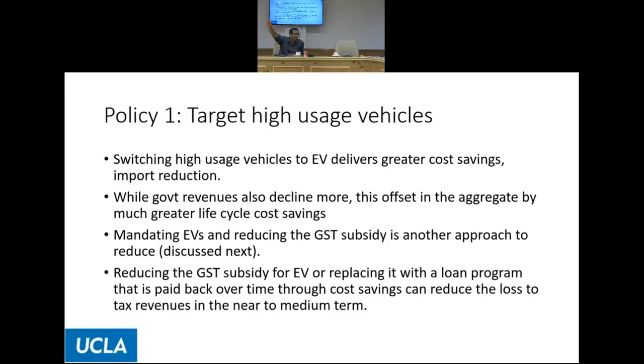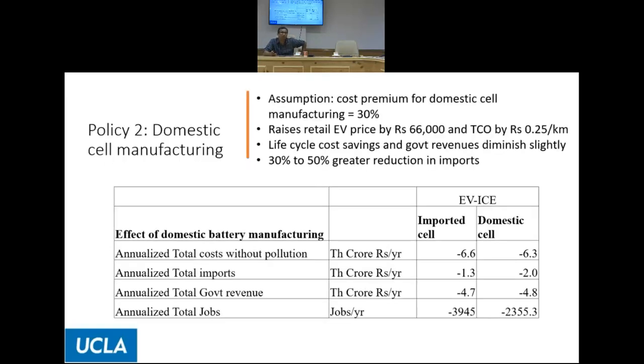So one thing that the government could do is, because electric vehicles are giving benefits in the long run, if you can find a way to maybe not have a higher GST, but give a loan to EV buyers that they pay back. We can have another discussion later. So instead of giving it as a GST subsidy, you can give a low interest loan that is recouped. That way the government can offset some of the losses from oil revenues. I have a paper on that, so we can talk about it offline.